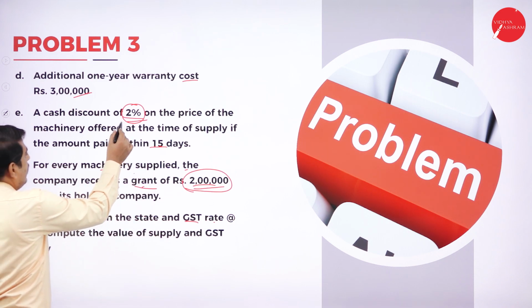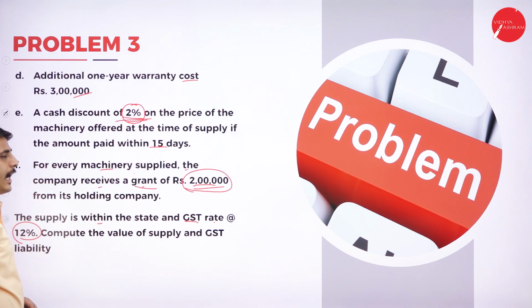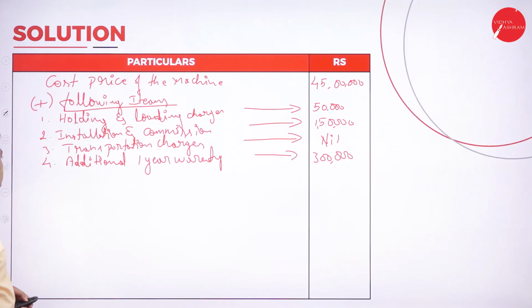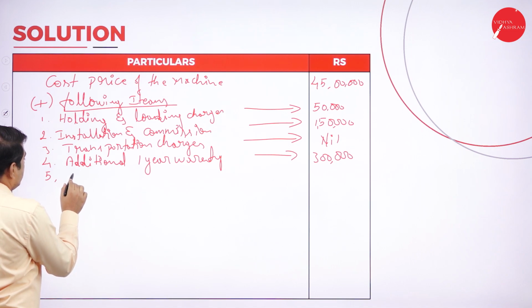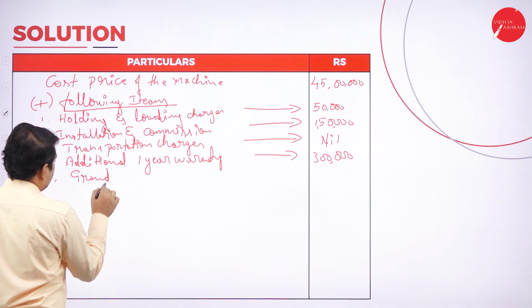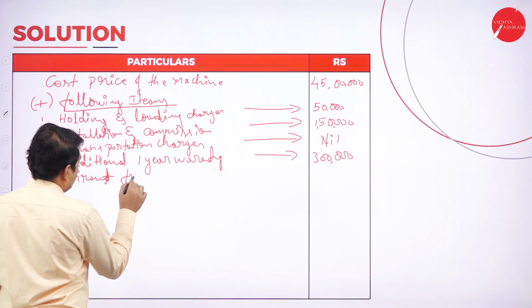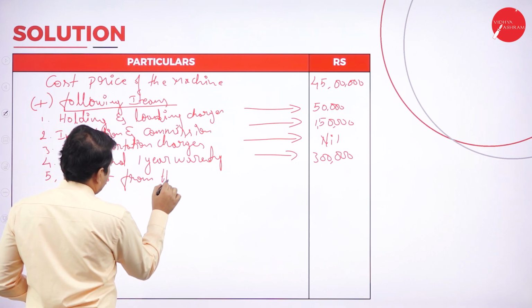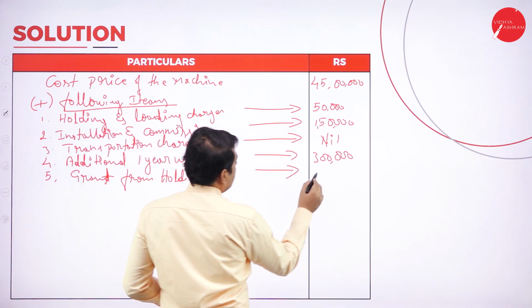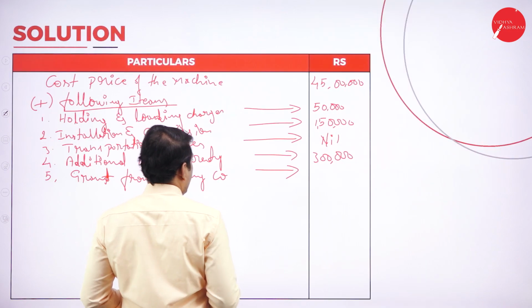So this discount we can deduct later after adding all the items. Next one, for every machine supplied, the company receives a grant of rupees 2 lakh. So fifth one, grant from holding companies, 2 lakh.